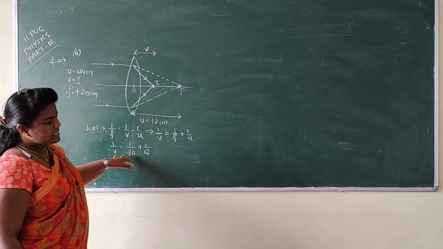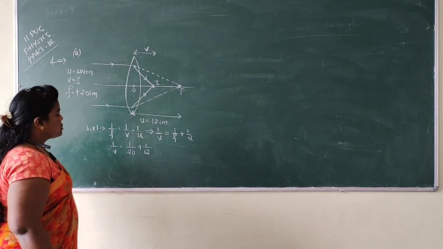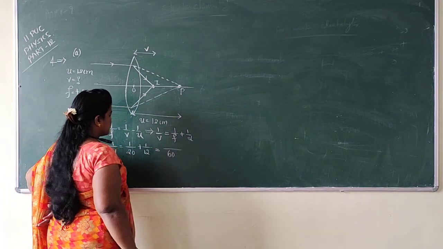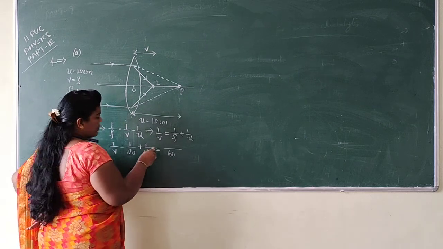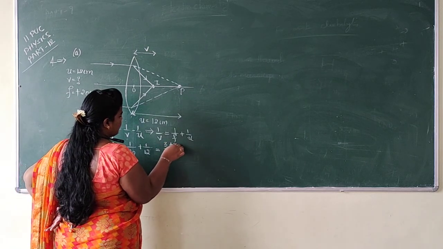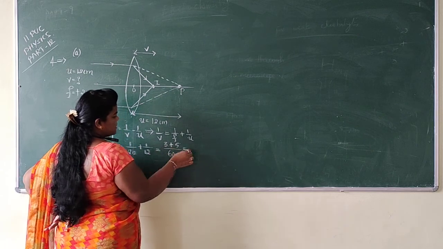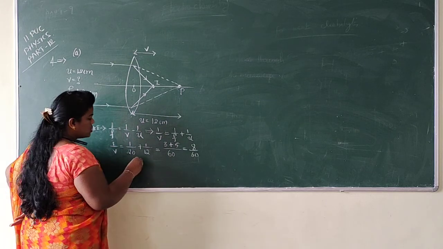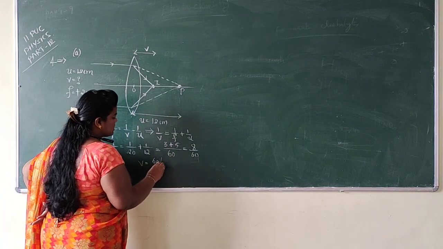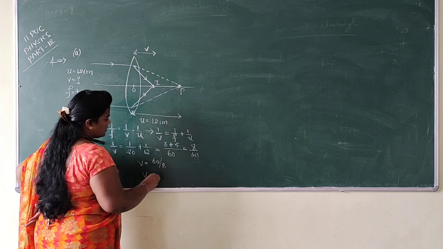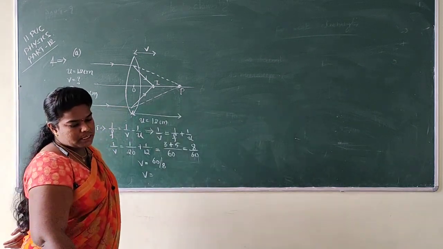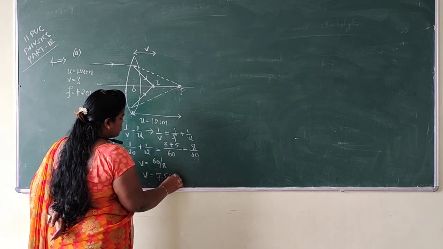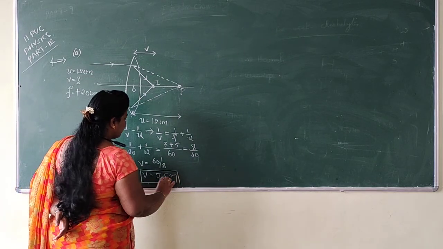So if you just take the LCM, 20 ಮತ್ತೆ 12 ಇದೆ. So 20 ಮತ್ತೆ 12 ಗೆ hope you will get 60 as the LCM. So 60 means 20 3s are 60, 12 5s are 60. That is 3 plus 5 is 8 divided by 60. Or else take reciprocal, it becomes 60 by 8. Use your calculator, divide 60 by 8. How much you will get? So you will get v is equal to 7.5 centimeter.